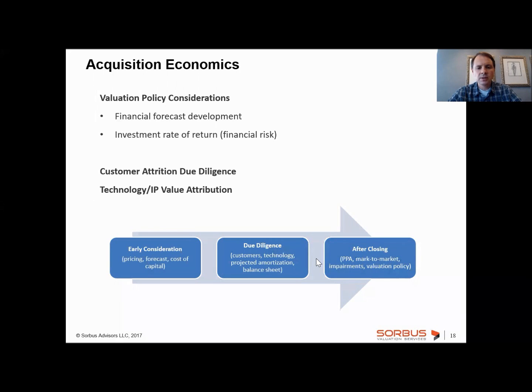Correct. Three answers out of four here would work. So negotiating a low purchase price will absolutely help you with that, because you'll just end up with less goodwill and less book value on your balance sheet.